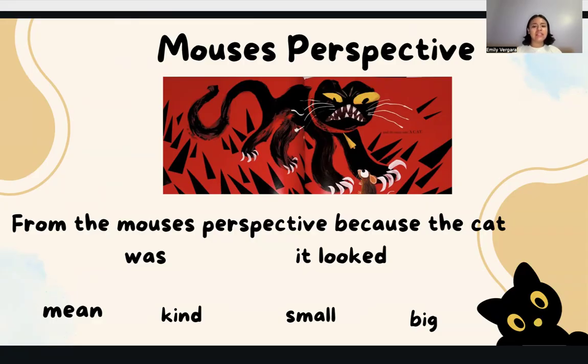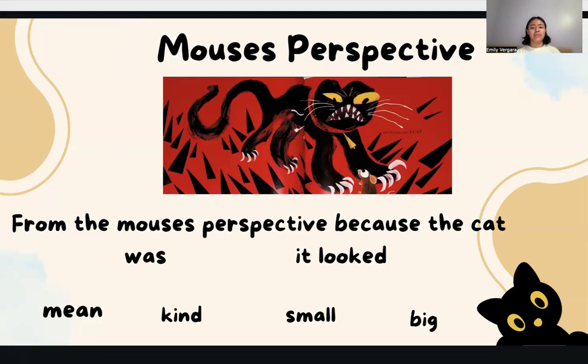Looking at this picture, we see a lot of spikes around the cat, and the color is red, and the cat has fangs, and its whiskers are all crinkly, and the cat doesn't really look the nicest. So, using our words, we're going to build this. From the mouse's perspective, first we're going to try the word kind. From the mouse's perspective, because the cat was small, it looked kind. Now, as we can see, the cat is not small to the mouse, so small wouldn't work and kind wouldn't work either. Now we're going to use mean and big.